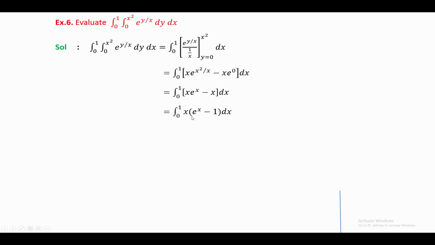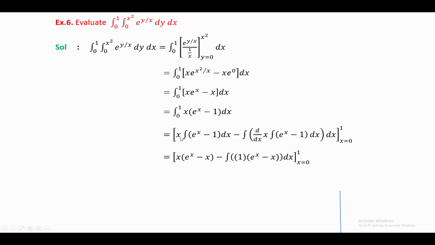Now this is u into v form, so apply integration by parts here and integrate this u into v form. First function is x, integration of e raised to x minus 1 dx minus of integration of d dx of x, integration of e raised to x minus 1 dx, and total bracket complete, and this integration dx, and limit x varies from 0 to 1 equal to x.